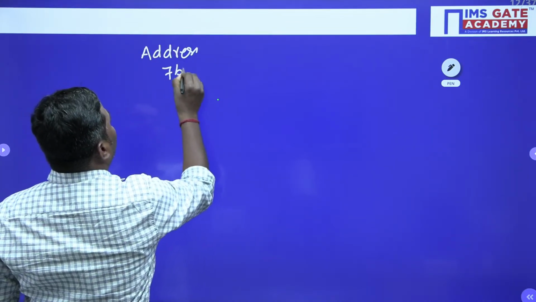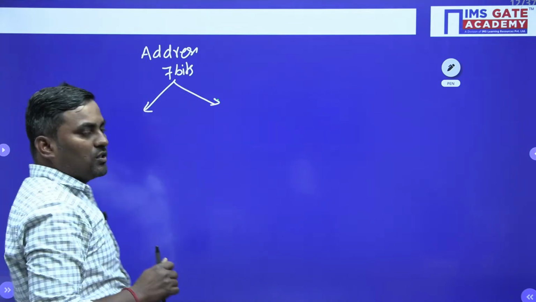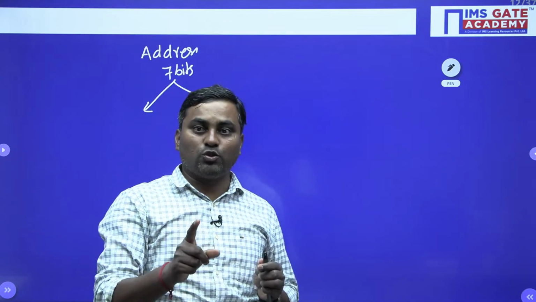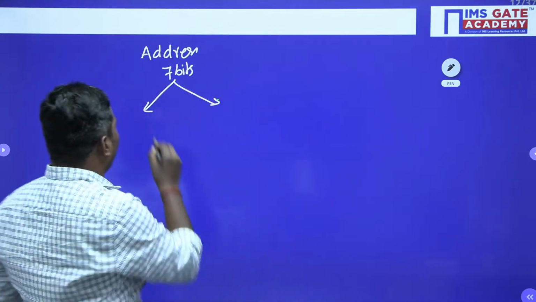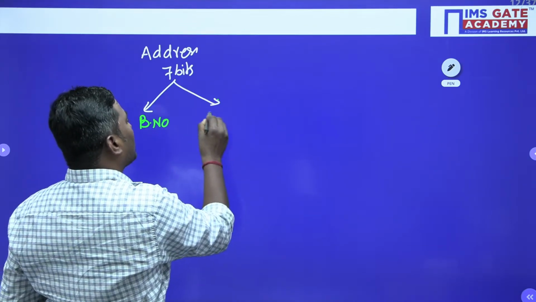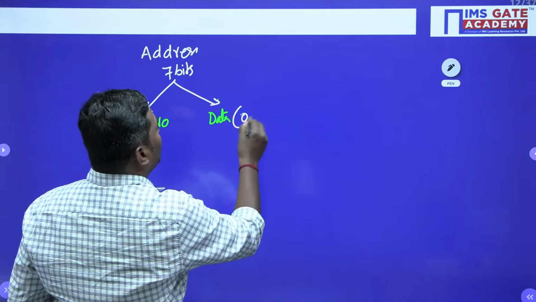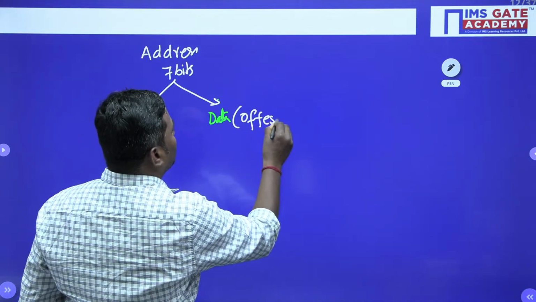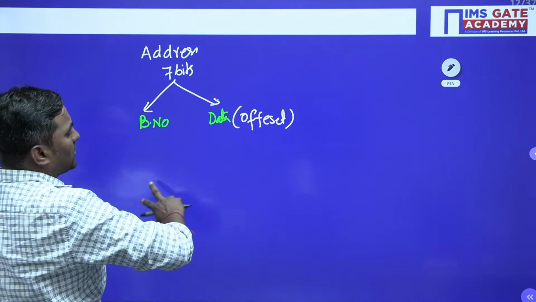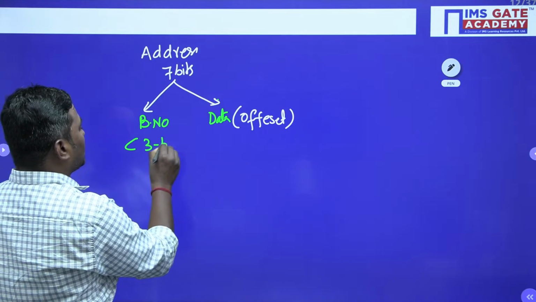Address bits are 7. But we divided into blocks, right? So any data you want to access in memory should go with a block number. First of all, you have to access the block number. Then within a block you have to access the data. We call this the block offset. How many blocks are there? 8 blocks, that means 3 bits are required for this.